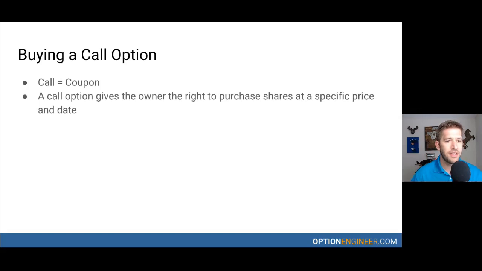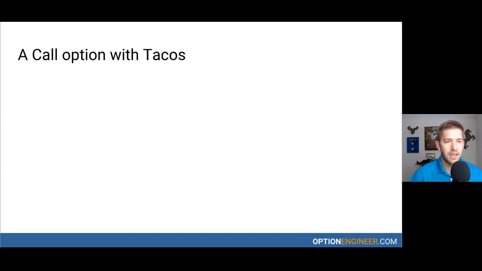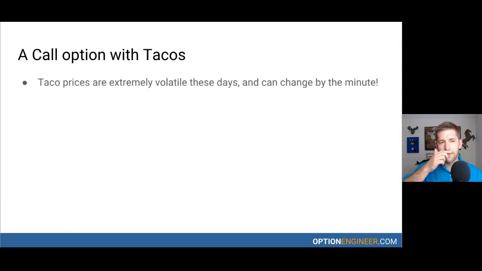A call option gives the owner of the option the right, or the option, to purchase shares at a specific price by a specific date. So let's use an example. I'm really hungry, so we're going to use a taco stand as an example because it's one of my favorite foods in the world. So we're going to think about a taco stand here. Call options with tacos.